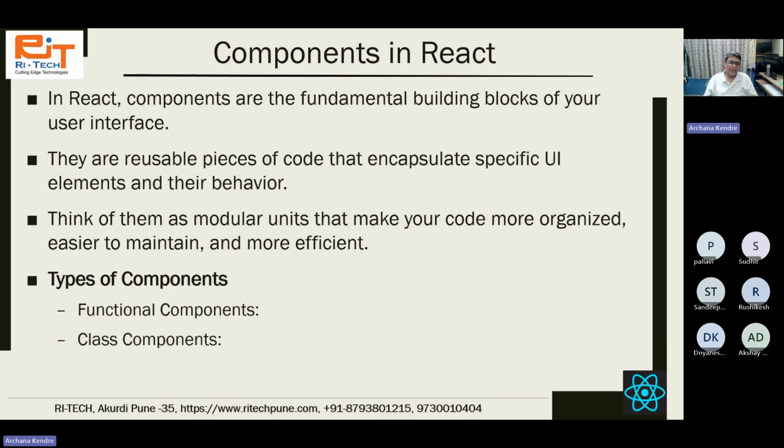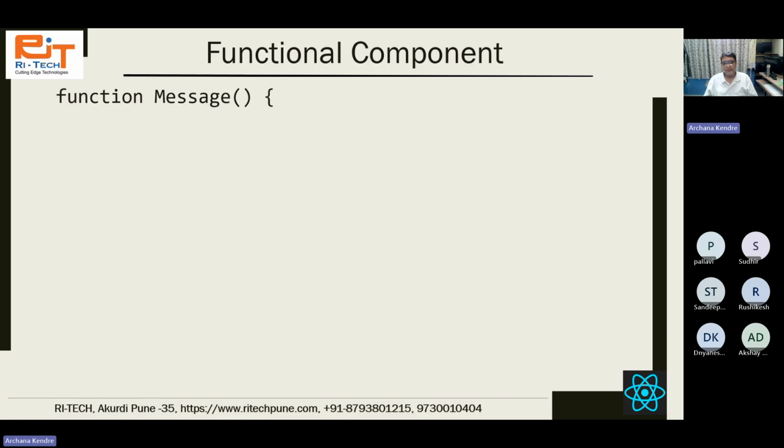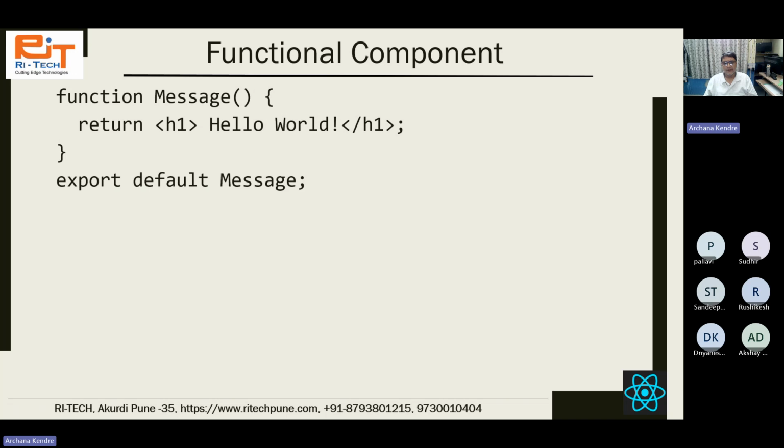So React supports two types of components. One is functional component, another is class component. So let's create a functional component. So functional component is just a function. So in case of React, the JavaScript function will act as a functional component. So if you create any JavaScript function, it will act as a function component. Now you just need to create a function with a function name, or you can also use arrow function if you want. And that function should return some JSX.